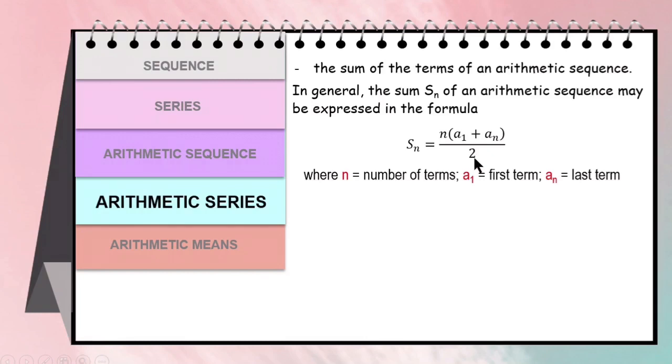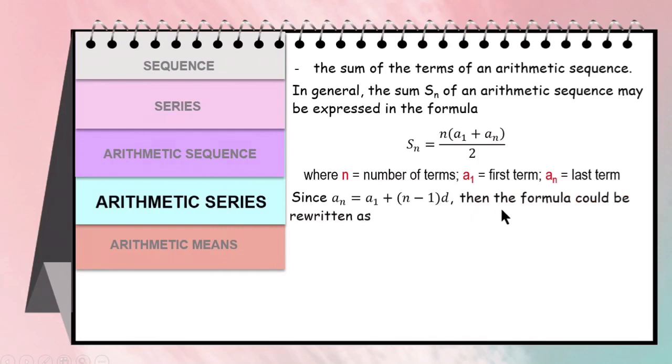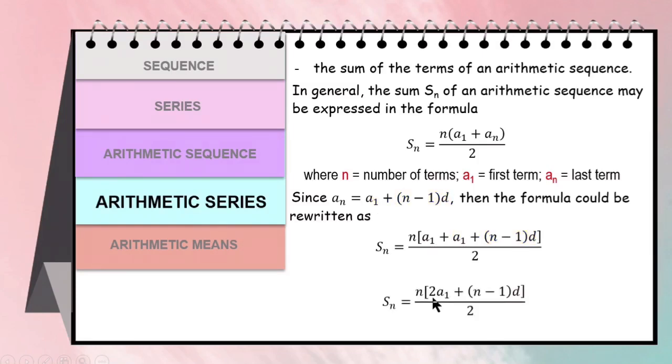However, there are cases where the last term is not given but the value of d is given. Since a sub n is equal to a sub 1 plus n minus 1 times d, the formula could be rewritten as S sub n equals n times a sub 1 plus a sub 1 plus n minus 1 times d, all over 2. We just replace a sub n by this value. We can combine a sub 1, so the formula is now S sub n equals n times 2a sub 1 plus n minus 1 times d, all over 2. a sub 1 plus a sub 1 is 2a sub 1.